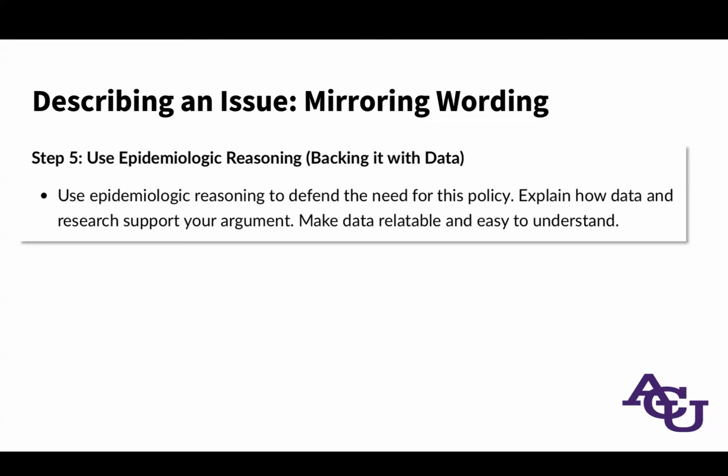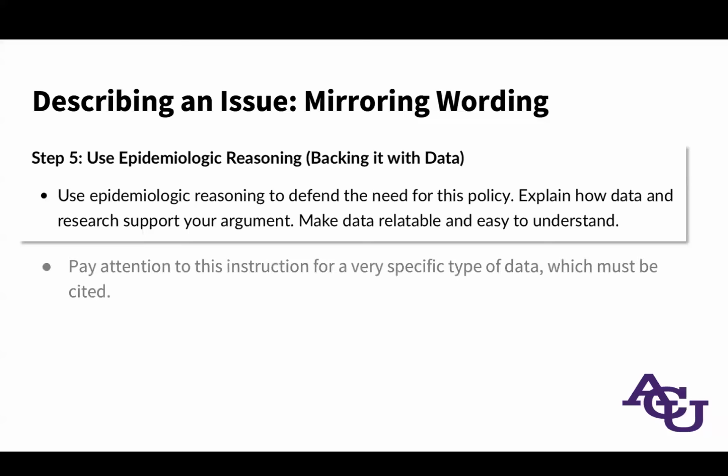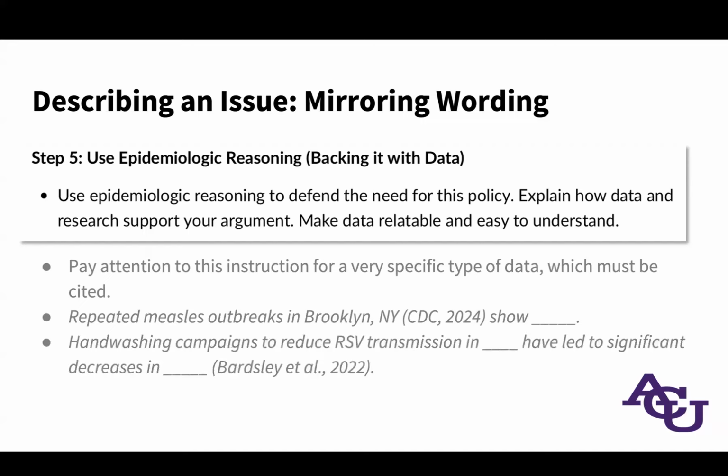Epidemiologic reasoning. This is talking about particular types of data, not about individual anecdotes, not about case studies, talking about larger population levels. Okay, let's make this something with numbers and make sure, since this instruction says epidemiological reasoning and how data and research support your argument, that's a very specific instruction. So make sure you have that and cite it. And that could be something like, oh, repeated measles outbreaks in Brooklyn, New York, CDC 2024. Okay, you're identifying where that information came from.